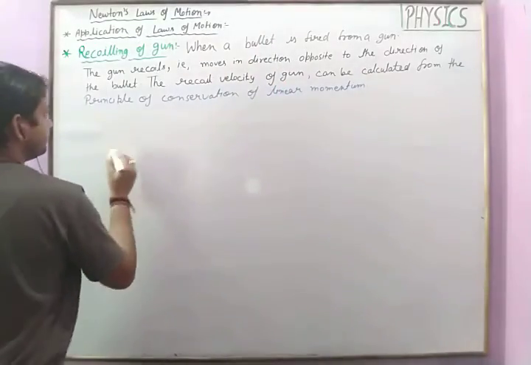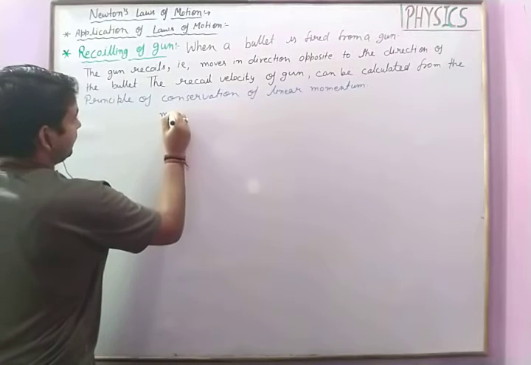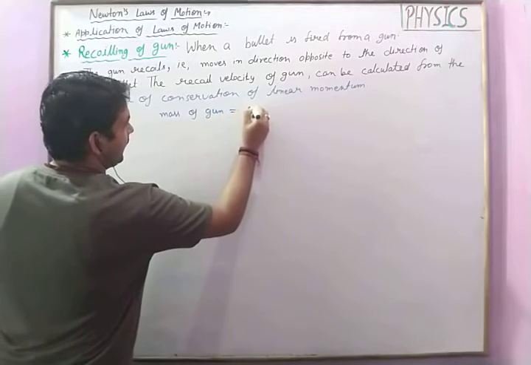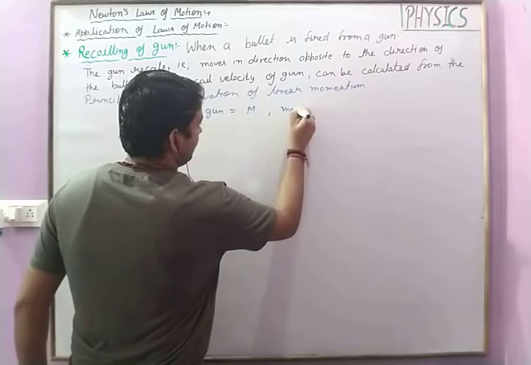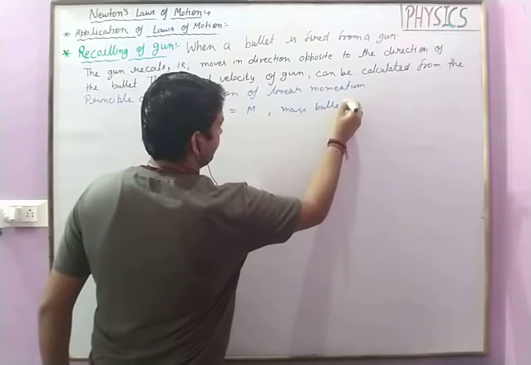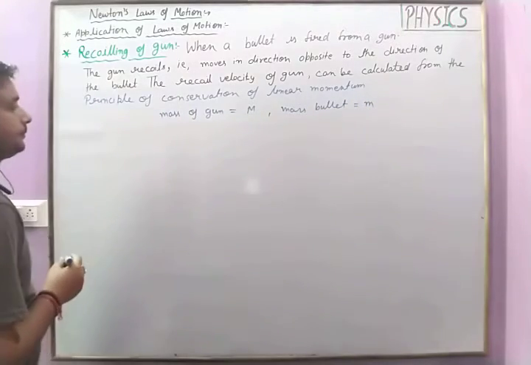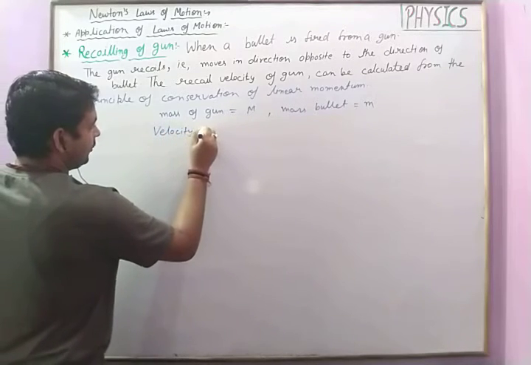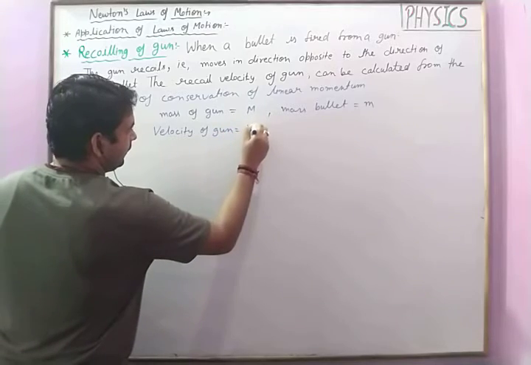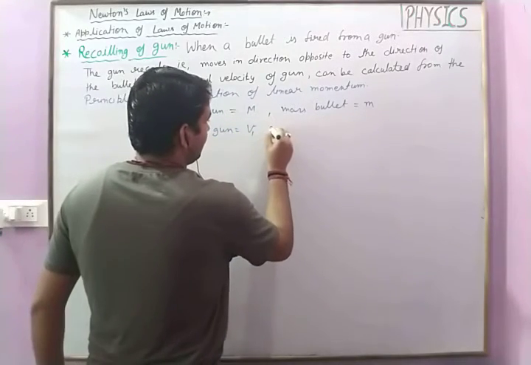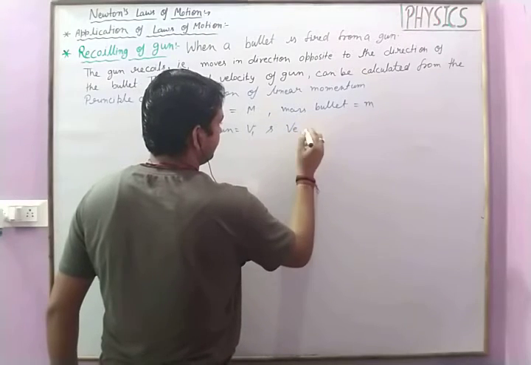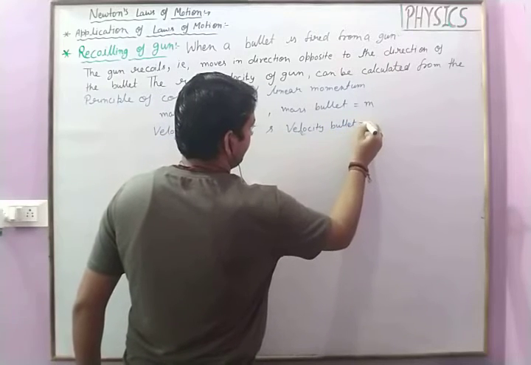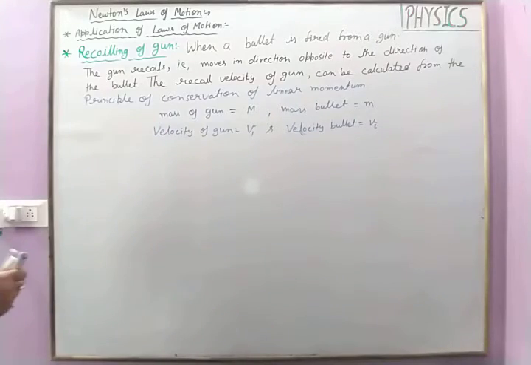Suppose mass of gun is capital M, mass of bullet is small m, velocity of gun is v1, and velocity of bullet is v2.